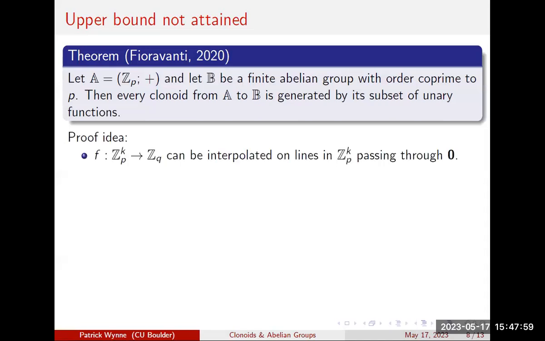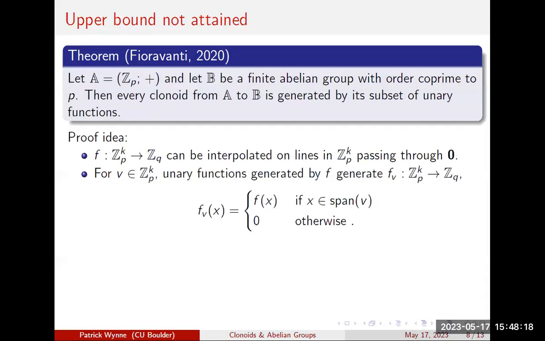Well, we want to show that if we have some function of arity, say k, then we can generate from this function of arity k a bunch of unary functions, and then from these unary functions we want to reconstruct this function f of arity k. So that would show that the unary functions generated by f in turn generate f again. So if we take some vector in Zp to the k, we can think about the span of this vector as just a line through the origin, then from the unary functions generated by f we can construct a new function which looks just like f on a single line and is 0 outside of this line.